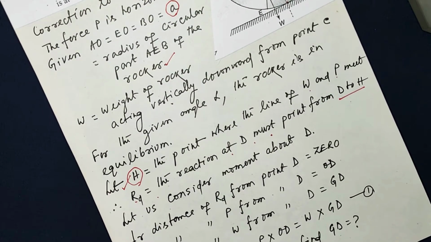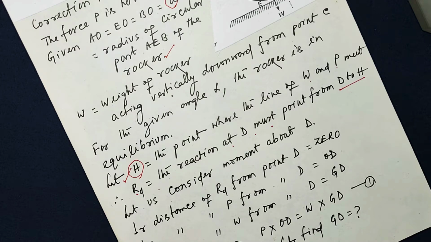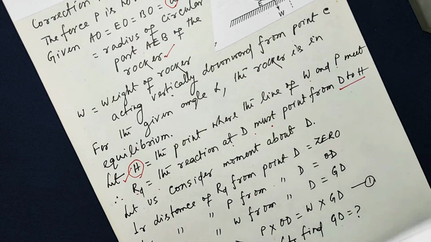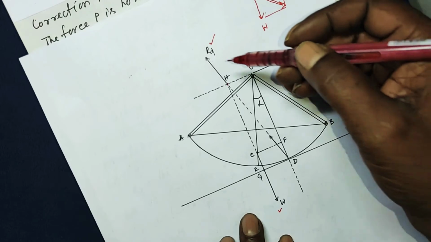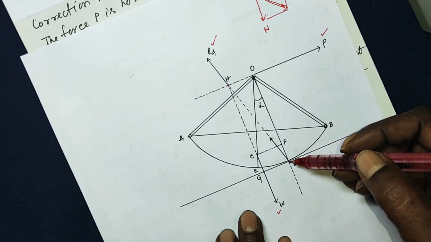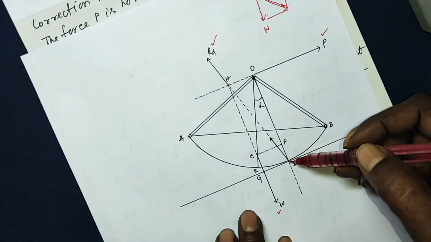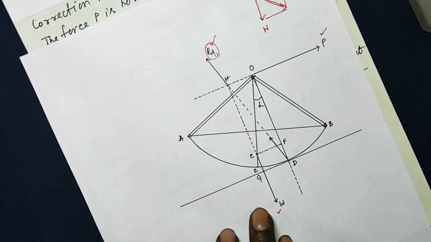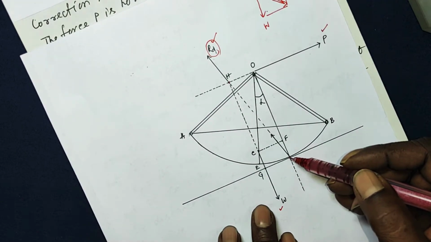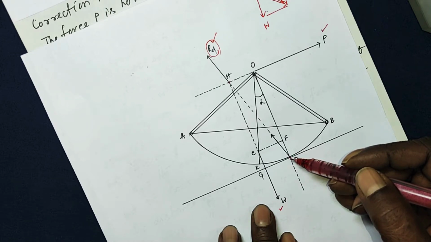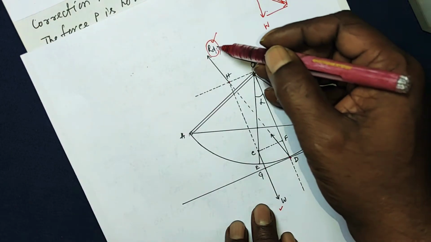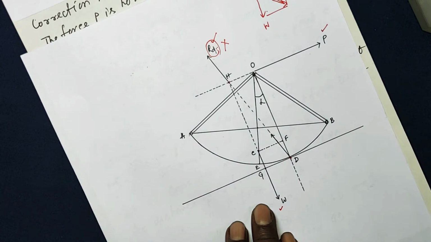That is the point of concurrence of P and W. So now let us consider moment about point D. To find the moment about point D, if you look at this reaction force RD from the point of contact D, RD is passing through the point of contact. So RD does not have a perpendicular distance from the point D about which we are interested to find the turning effect. Since RD does not have a perpendicular distance from point D, RD does not produce any turning effect either clockwise or anticlockwise.